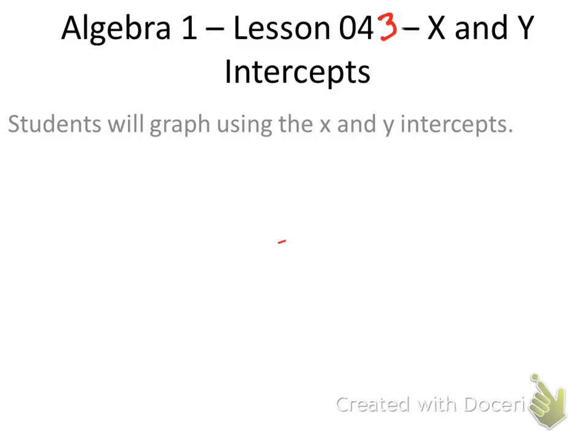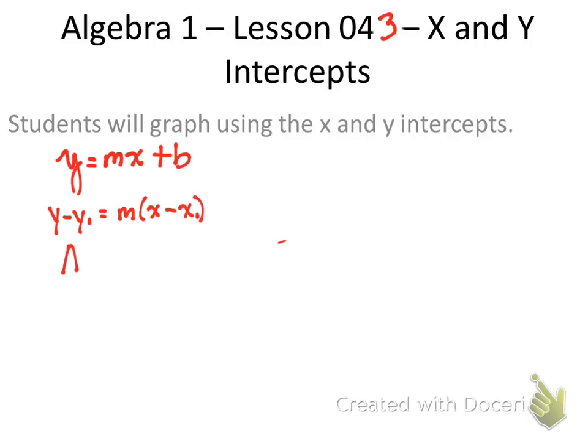Especially for lines. I've taught you 3 forms so far. We've taught you the y is equal to mx plus b form. The second form I taught you was point slope form, which is y minus y1 is equal to m times x minus x1. Okay. I've also taught you the standard form, which is ax plus by equals c. Okay, and we learned how to graph using mainly this form up here. Okay, so as long as you have that form, you're able to graph basically anything.